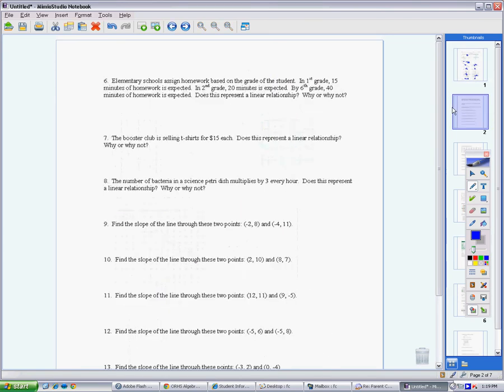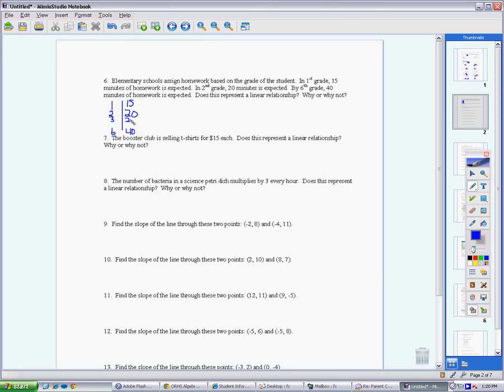Okay, number 6. Does this represent a linear relationship? Why or why not? One of the things we want to look for in a table is whether it has a constant rate of change. So I want to take this situation. Let's see, in first grade we have 15 minutes. Second grade we can have 20 minutes, and then it jumps to 6th grade having 40 minutes. So let me see if I can fill this in.